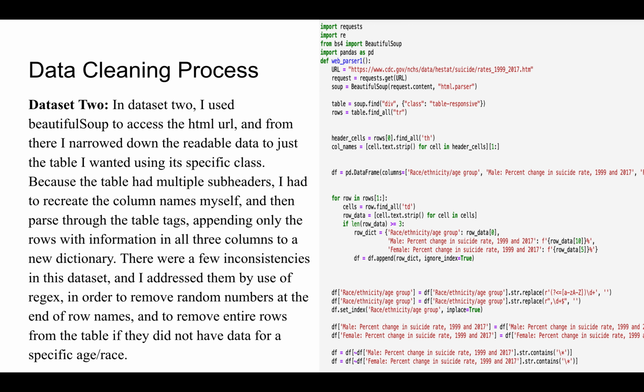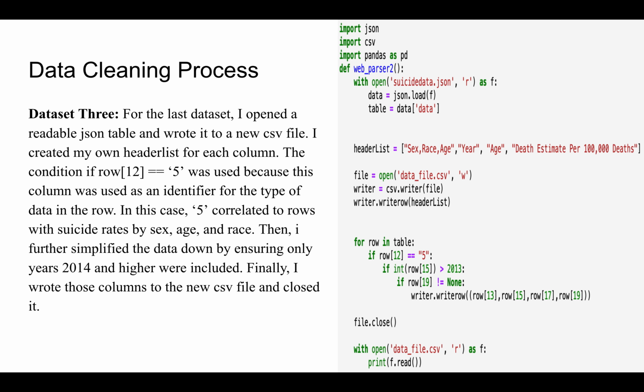There are fewer inconsistencies in this data set. Some of the column names had an extra number at the end of them, and I just had to use some regex to remove those random numbers at the end of the row names. And then I removed entire rows from the table if they didn't have data for a specific age or race, because there were some without data. And for the third data set, I opened a readable JSON table because it was a JSON file, and I wrote it to a new CSV file.